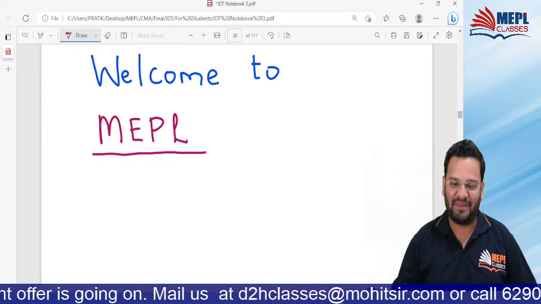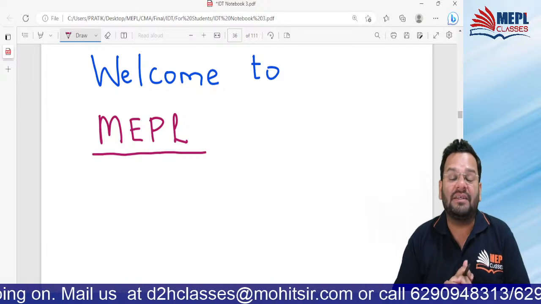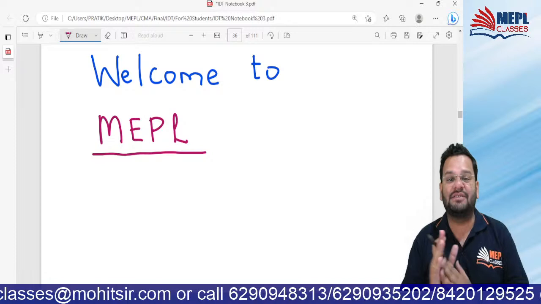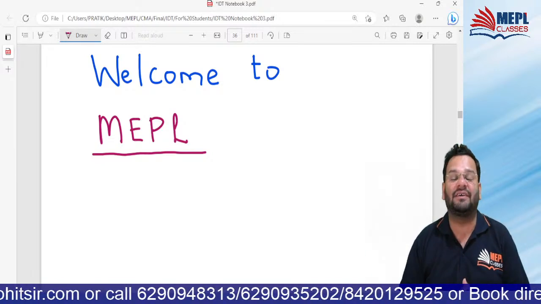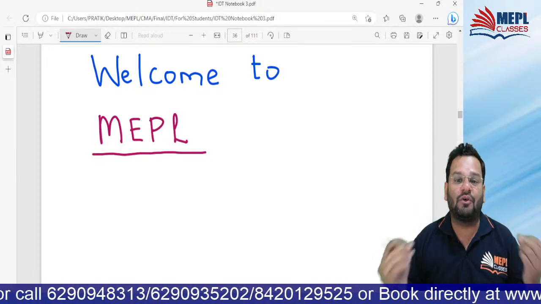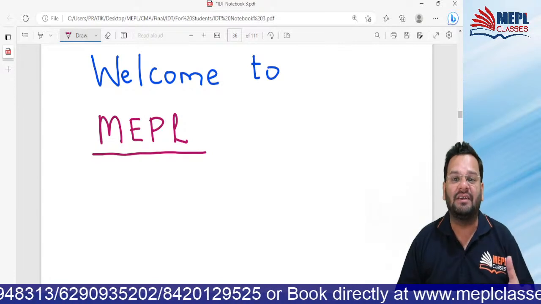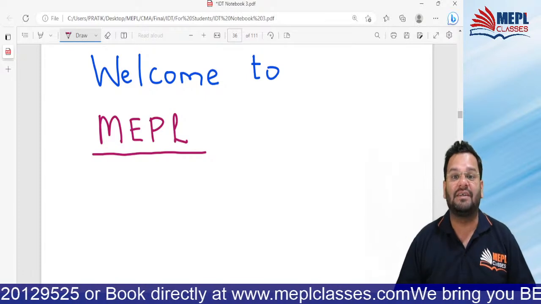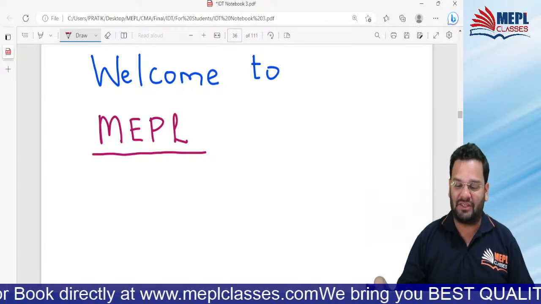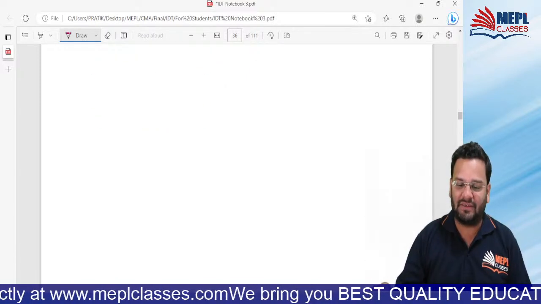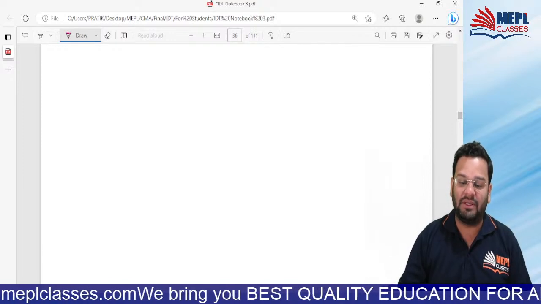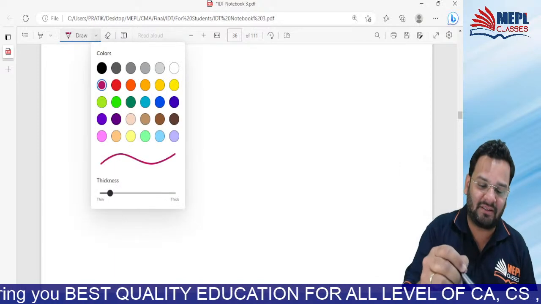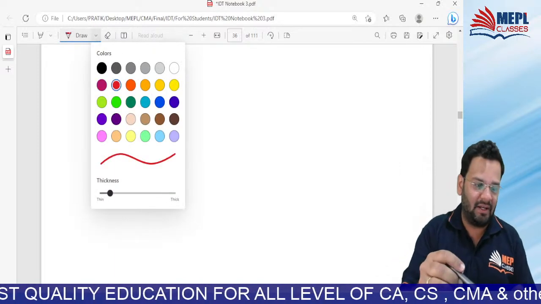So, GST, goods and services tax. Goods and services tax is very, very critical in your exams. And of course, practically also, you cannot avoid goods and services tax. On each and every transaction, there is going to be goods and services tax. GST is an indirect tax.